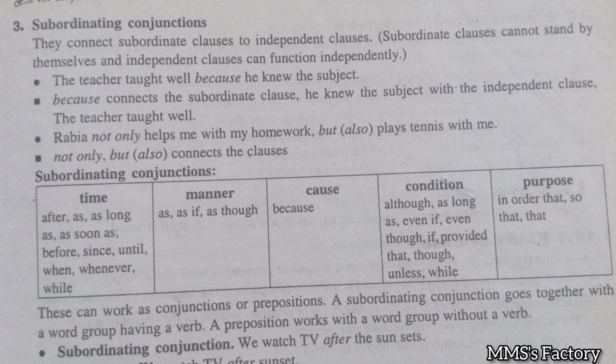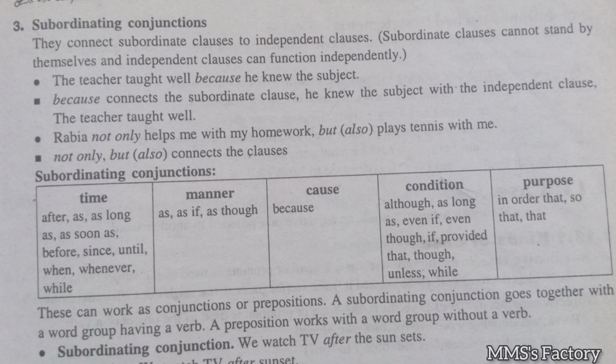Subordinating conjunctions. Time: after, as long as, as soon as, before, since, until, when, whenever, while. Manner: as if, as though. Cause: because. Condition: although, as long as, even if, even though, if, provided that, though, unless, while. Purpose: in order that, so that, that.